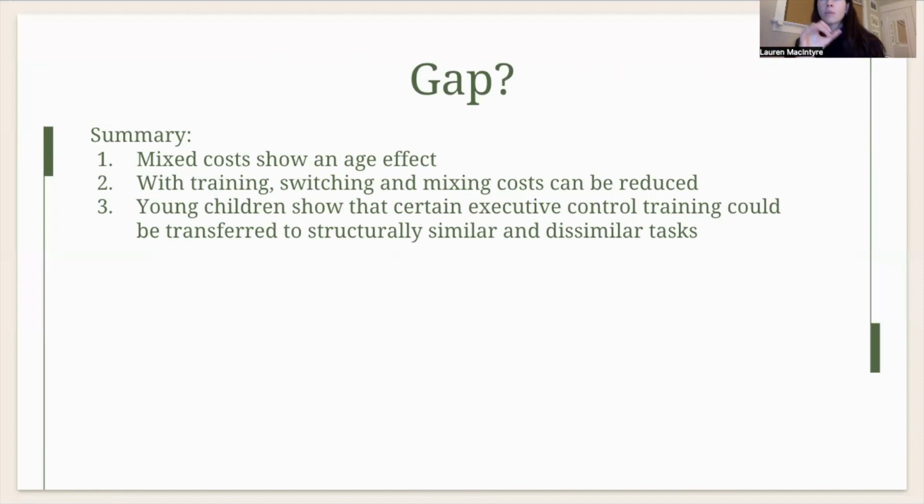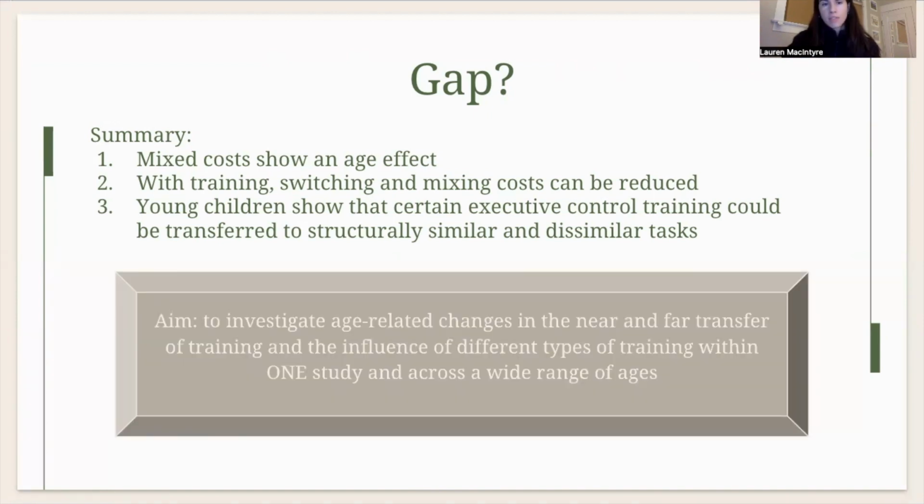A lot of studies primarily look at children. There's more with younger adults, but very few with older. So there's a big gap in life trajectory differences. So this leads to the big aim of the study, which is to investigate age-related changes in the near and far transfer of training and the influence of the different types of training, all in one study and across a wide variety of ages.